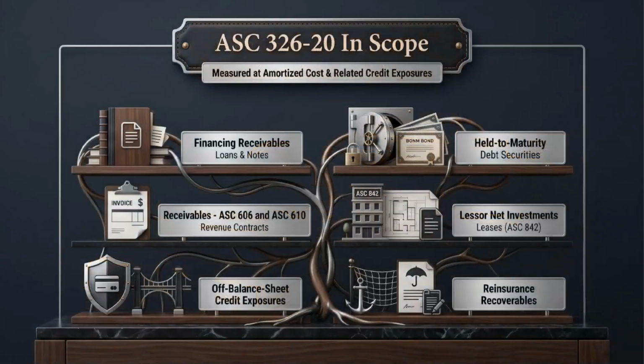ASC 326-20 applies to several important categories. Financing receivables include loans, notes receivable, and other lending arrangements. Held to maturity debt securities are included because they are measured at amortized cost. Trade receivables from contracts with customers and certain other receivables also enter the model. Lessor net investments in leases, certain off balance sheet credit exposures, and reinsurance recoverables can also be included. This is why ASC 326 is not a narrow banking only topic. It reaches ordinary business receivables too.